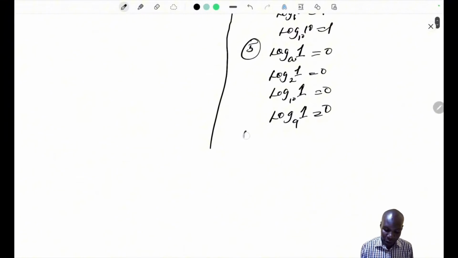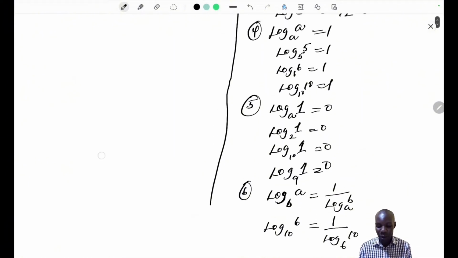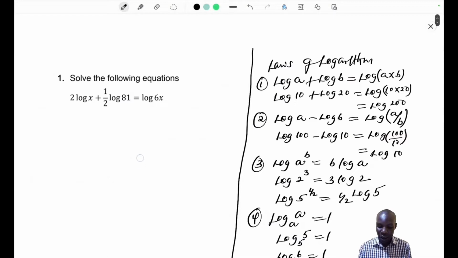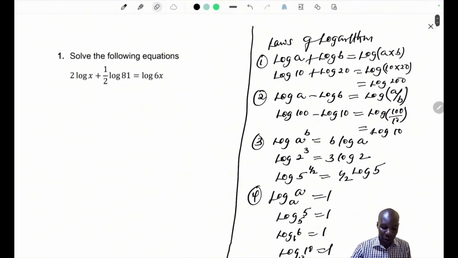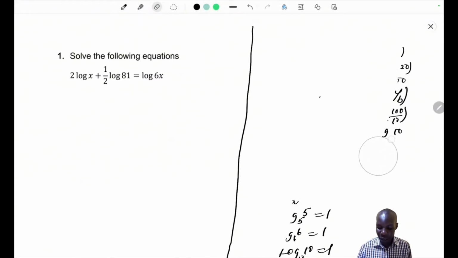Another law that is going to guide us is that log of A to base B is equal to 1 over log of B to base A. For example, if we have log of 6 to base 10, this can be written as 1 over log of 10 to base 6. So these are the basic laws of logarithm that we need to know, because they are the ones that are going to guide us as we solve various kinds of questions that are touching on further logarithm.